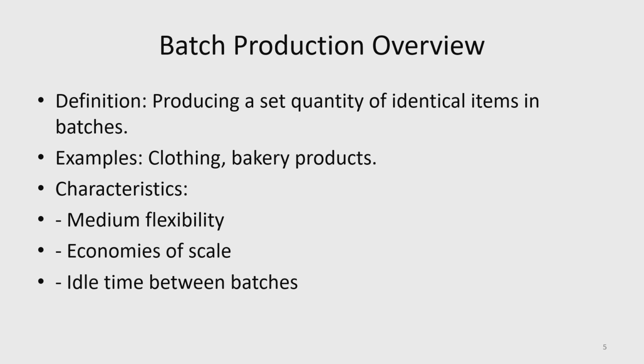So that's why we are telling that this is medium flexible. Then economies of scale: because you are making many products together, it may be economical. Suppose you make one house, you have to spend a lot of cost, a lot of cost you have to pay.